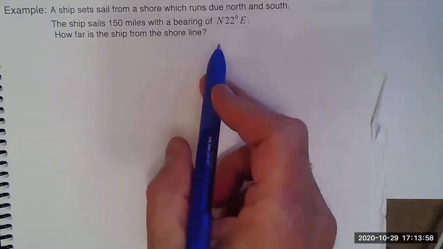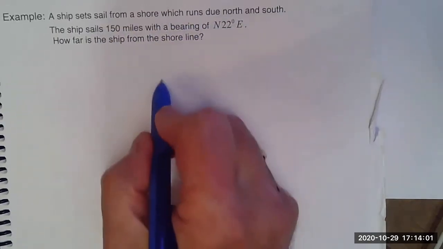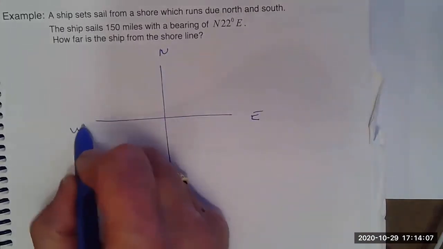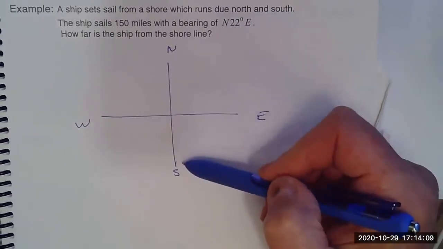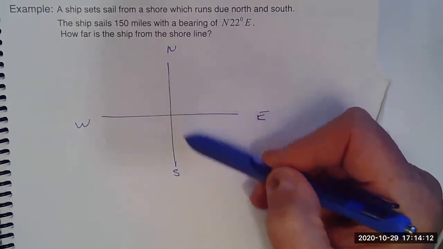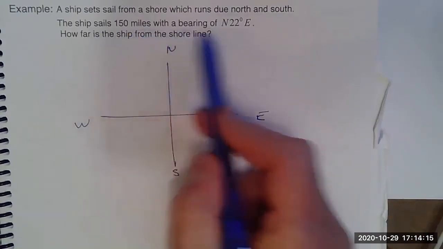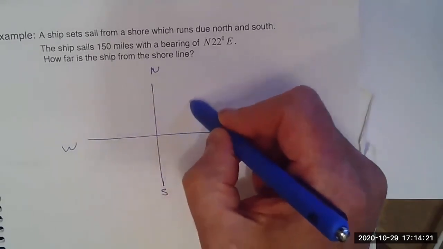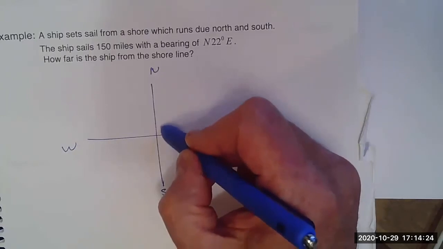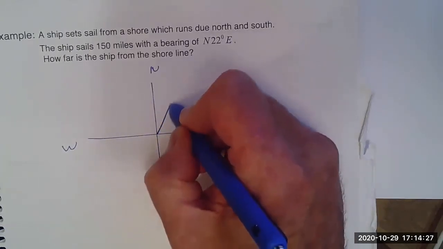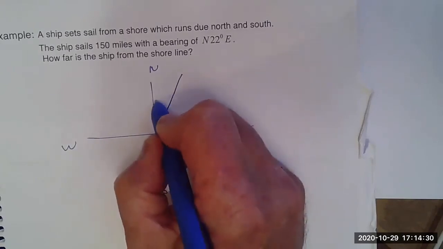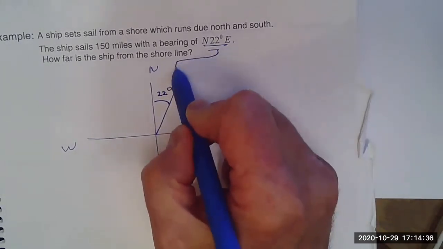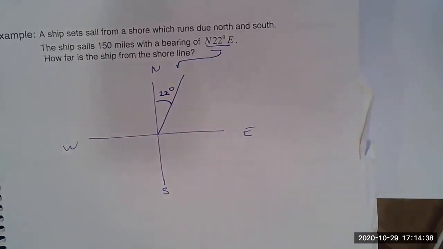Okay, from a shore which runs due north and south. So here's north, south, east, west. A ship is moving this way. Ship sails 150 miles with a bearing northeast. So now we're going to draw on the bearing. That's 45 degrees halfway. 22 degrees is smaller, so you make the smaller angle this way, not this way. So northeast 22 degrees would have that angular measurement with this terminal side.